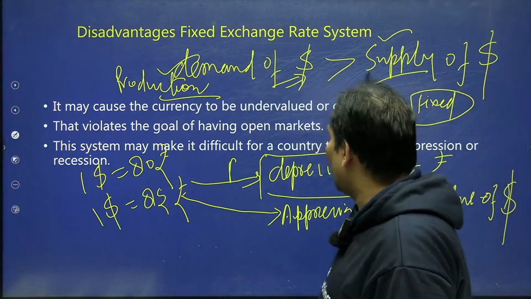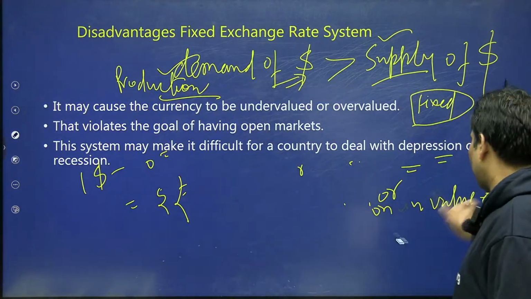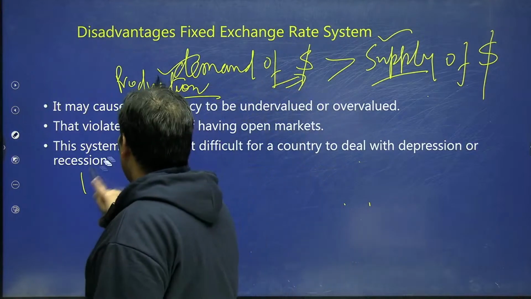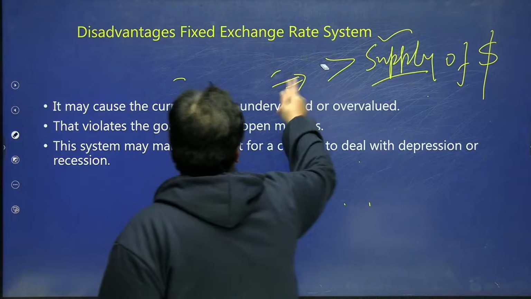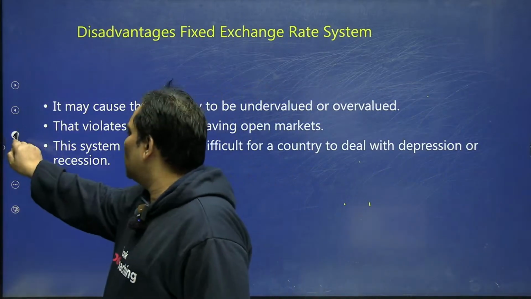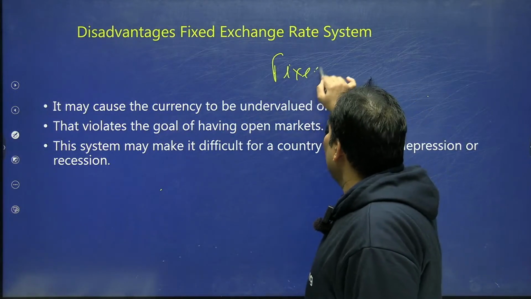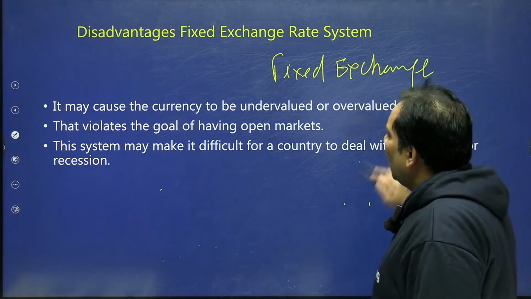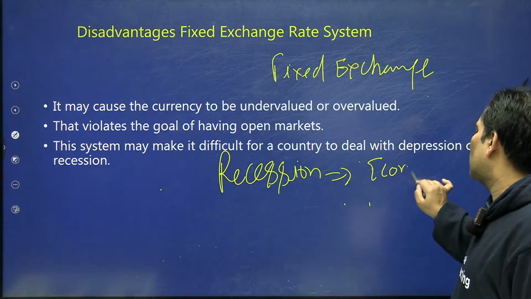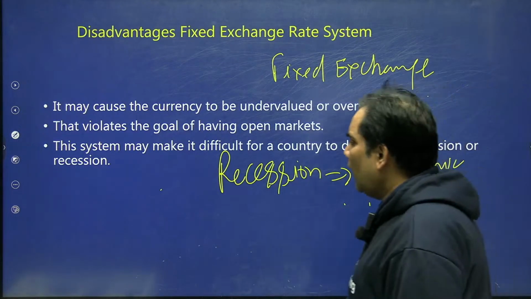And this system may be difficult for a country. Let me explain the third point more clearly. When there is depression or recession in the country, the central monetary authority cannot take too many measures to sort out the recession or depression, when the country is following a fixed exchange rate system. Recession means economic growth rate has reduced, or there is a negative economic growth rate, and if it is continuous, then it is known as depression.